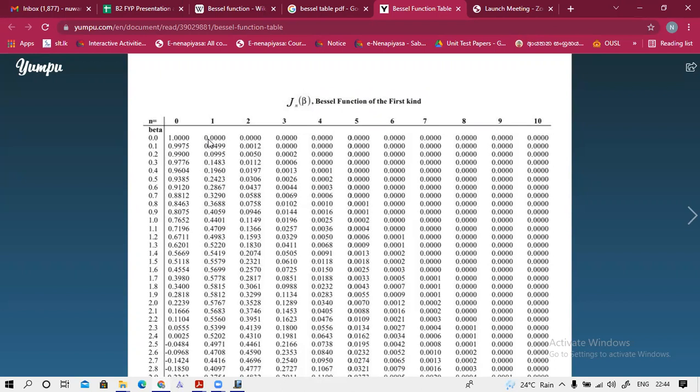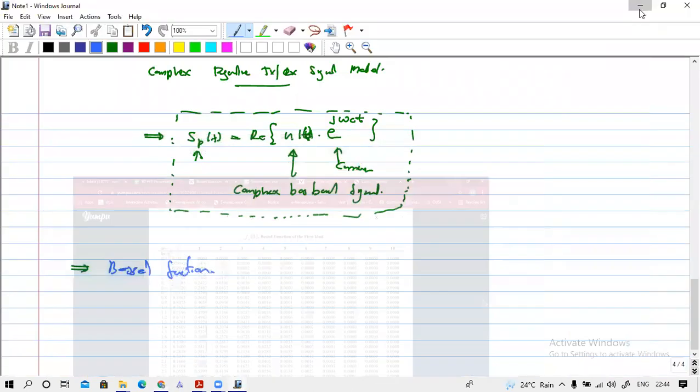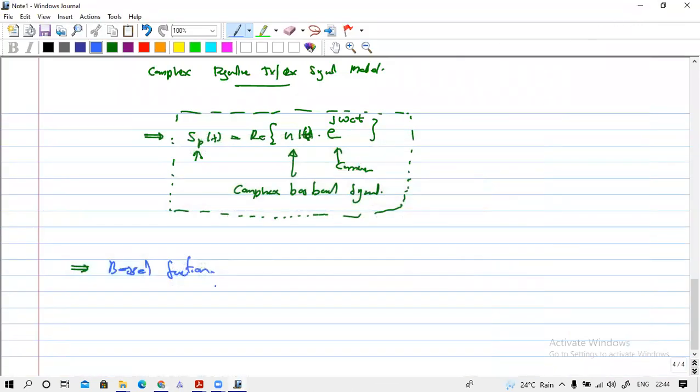So likewise we can use this Bessel function table. This is the Bessel function of the first kind. We use this table to evaluate that integration, or to find that integration value. So we are using that one in our derivation.